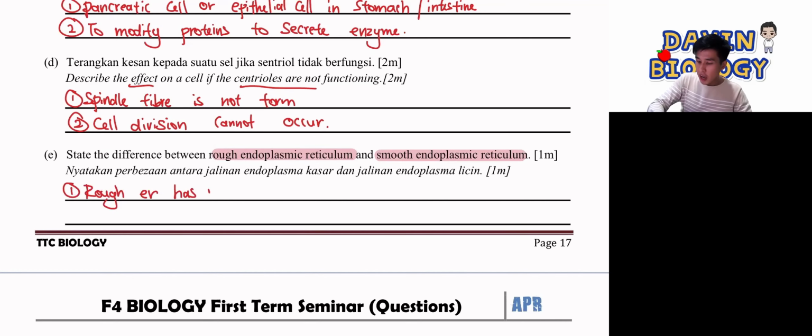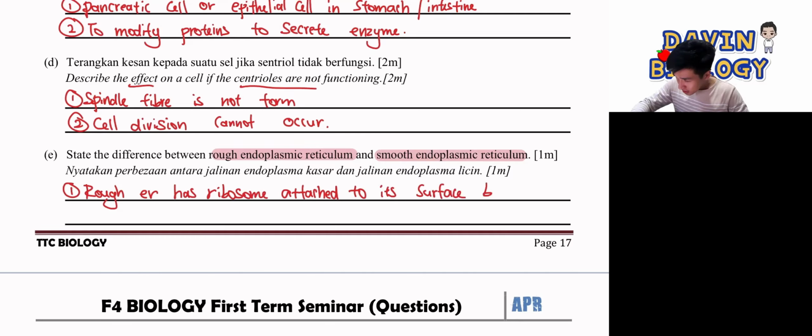Has ribosome attached to its surface, but smooth ER does not. Okay, a lot of times you all will stop here, but you must say does not have what also? Does not have ribosome attached to its surface. So you must repeat the whole thing.